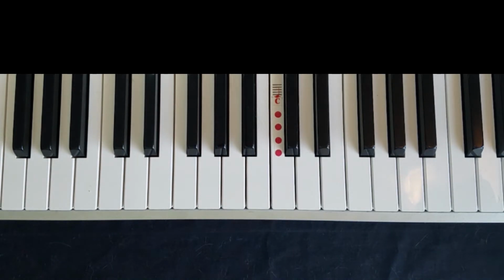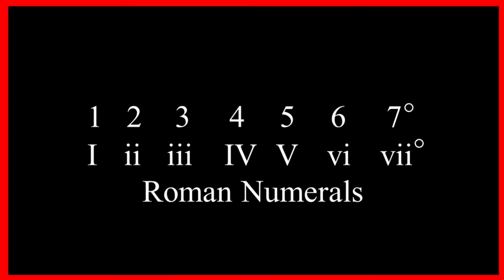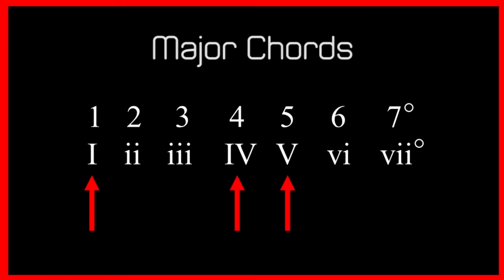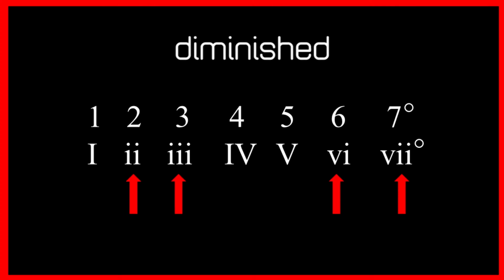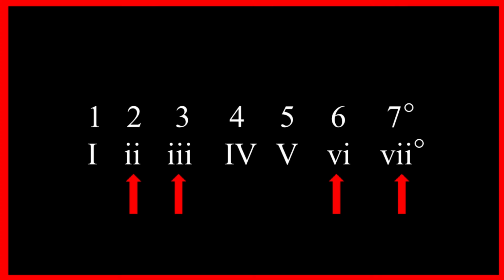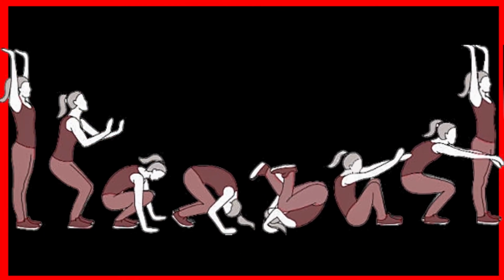And we've learned that we number these chords from 1 to 7 with Roman numerals like this. We've learned that major chords have capital letters, and minor chords and diminished chords have lowercase letters, the diminished with a small circle. We've learned that when we put these chords together in an ear-pleasing way, it's called a chord progression. Today, we're going to learn how to do some somersaults with our chords.